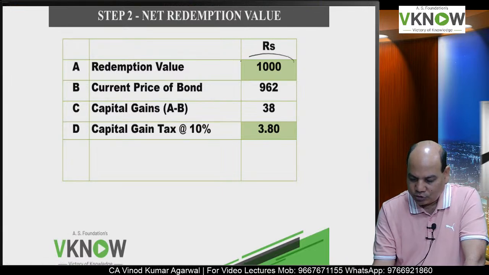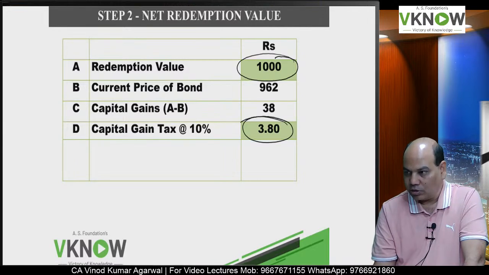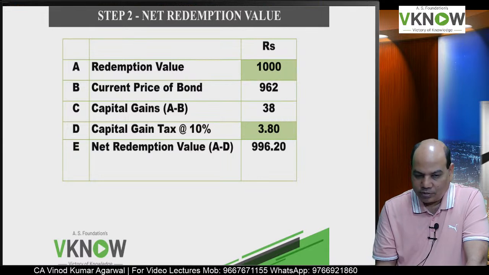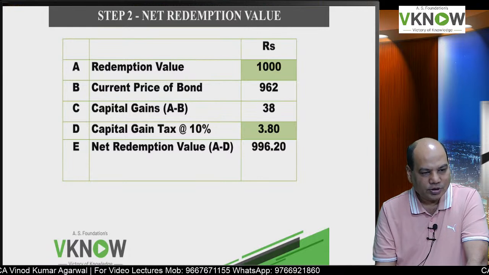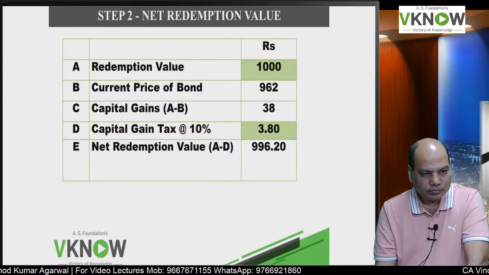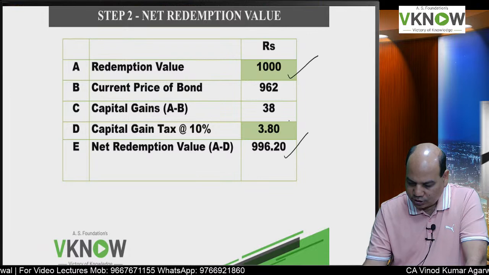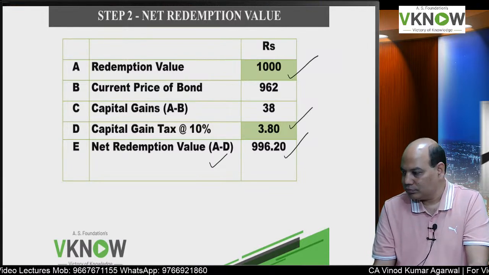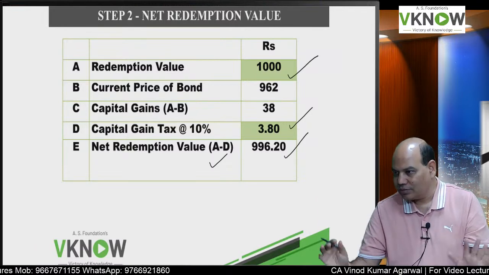And understand, you will get 1000 rupees from the company minus tax paid to the government. So what is your net redemption value? 996.20. Deduct A minus D. 996.20. Correct? So now I have got all the numbers ready.